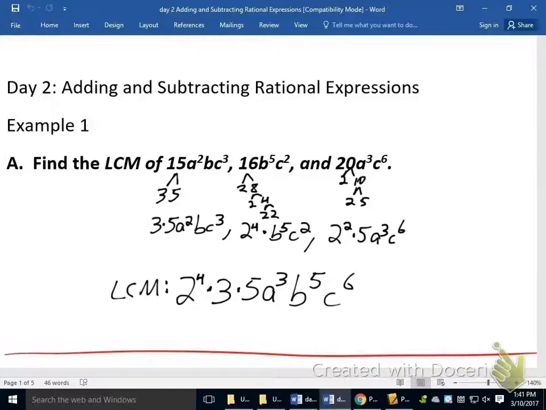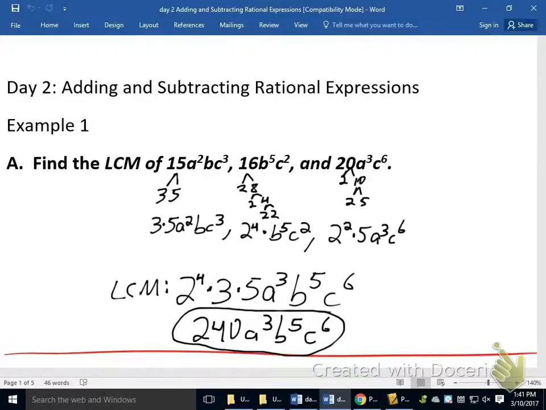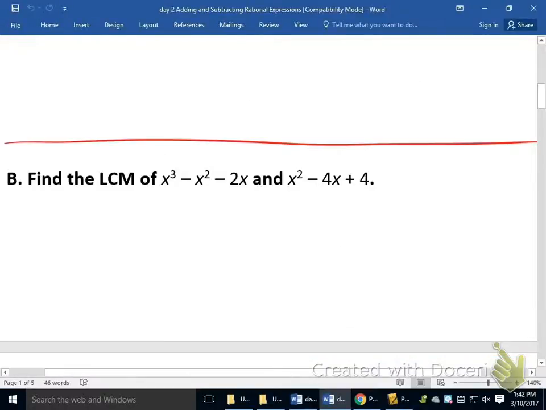Now you could rewrite this, and 2 to the 4th times 3 times 5 is 240, a cubed, b to the 5th, c to the 6th. Then I'd be done with least common multiple. That's a process that we'll use when we start adding and subtracting these. So when you have longer expressions, it's still the same process. You want to make a prime factorization.